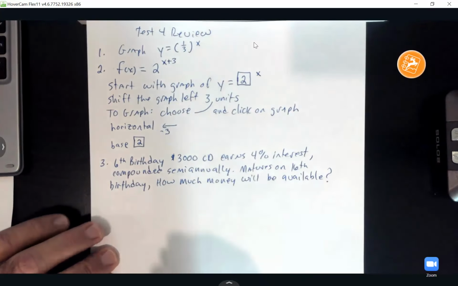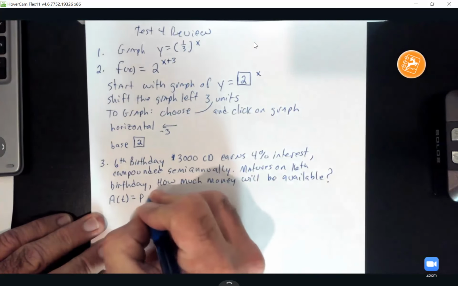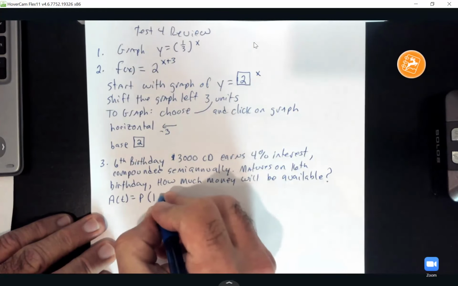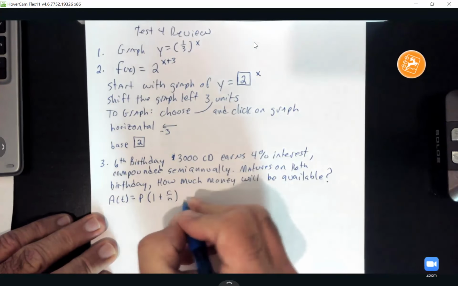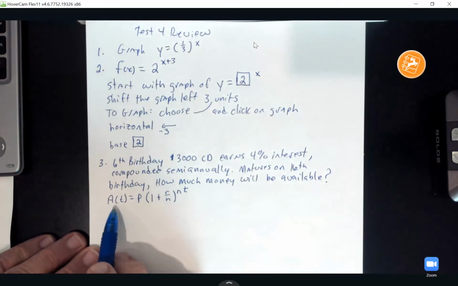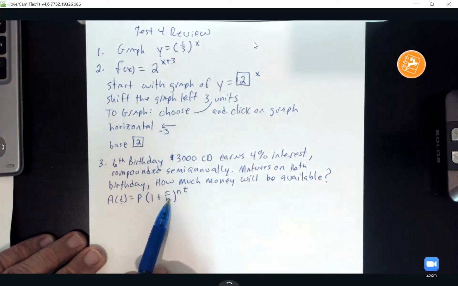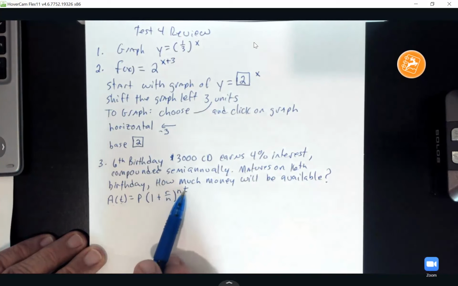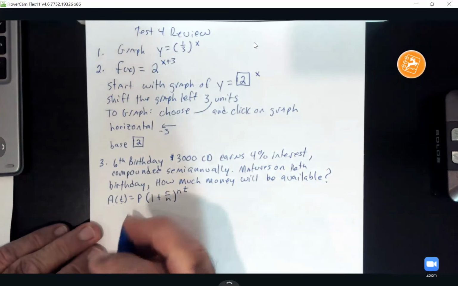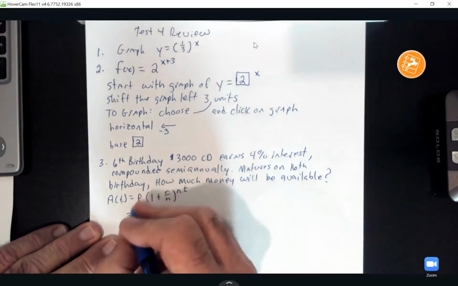So this is when we use the formula A(t) equals P times (1 plus r divided by n), all raised to the n times t. Remember, A stood for the amount in the account at time t. P was your principal balance or your starting amount. r is our interest rate. n is the number of compounds. And then t was the time in years. So we know P. P for us was the 3,000 we started with.